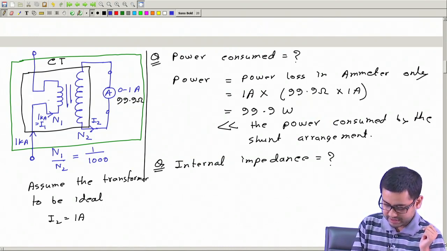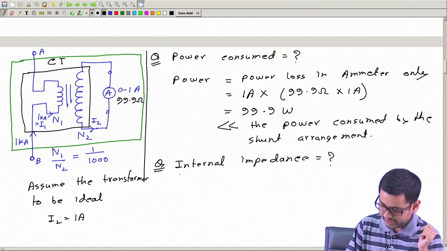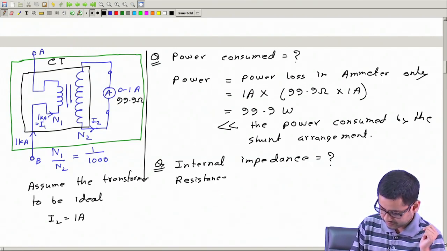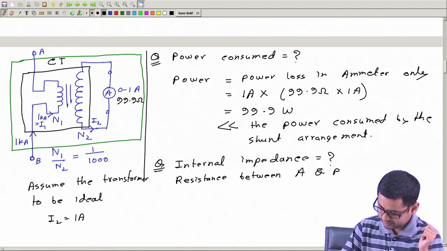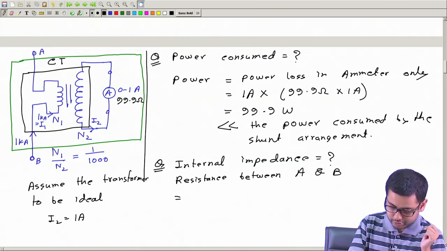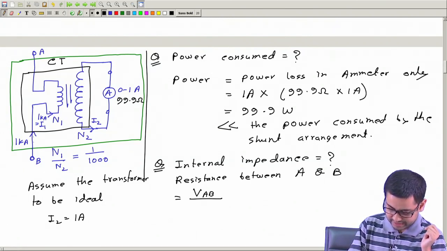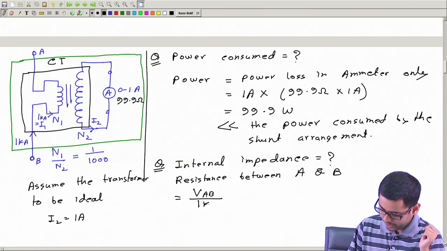Okay. So how much is the internal impedance between these two terminals? Call the terminals A and B. So the impedance, or resistance, between A and B will be the voltage that appears between A and B, VAB, divided by the current that is flowing from A to B, which is 1 kiloampere.